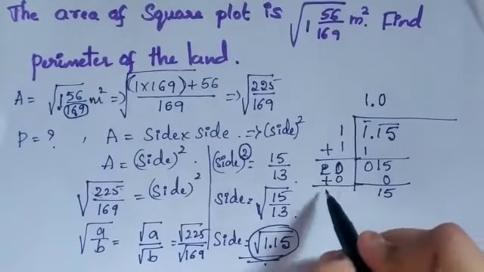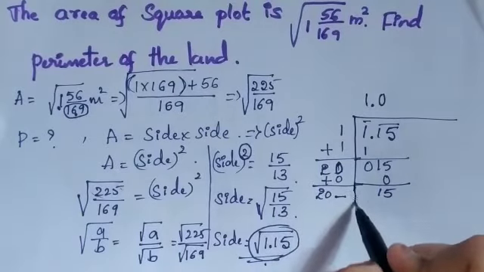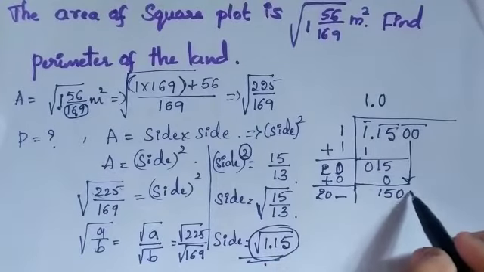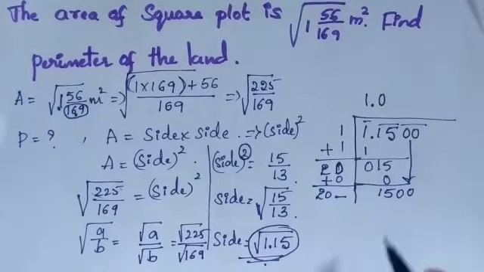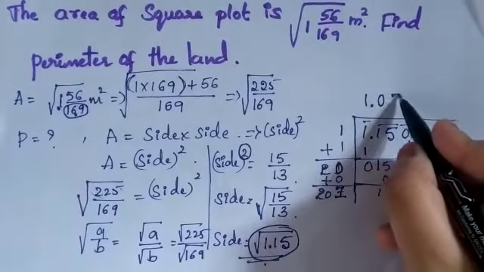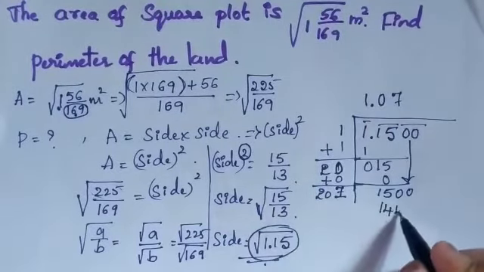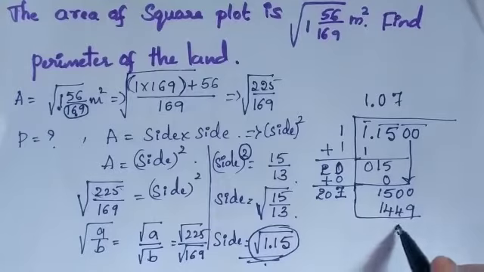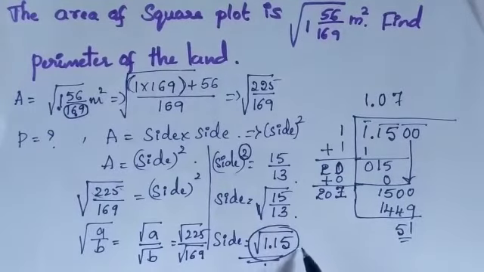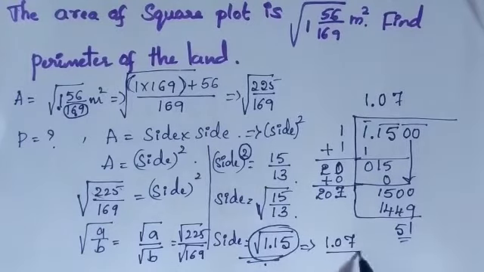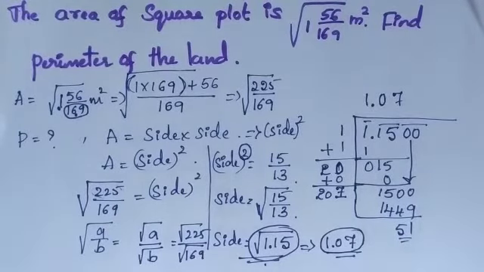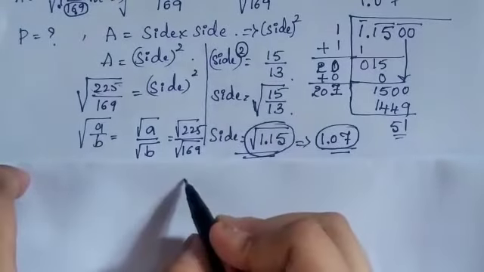20 plus 0 is 20, so I have to join another digit here. Now the 2 zeros I can take downward, so I'll get 1500 here. 207 sevens are 1449. So 1500 minus 1449 means 51. So what is the square root of 1.15? The square root of 1.15 is 1.07. So the side we have got is 1.07. Now you can find the perimeter.